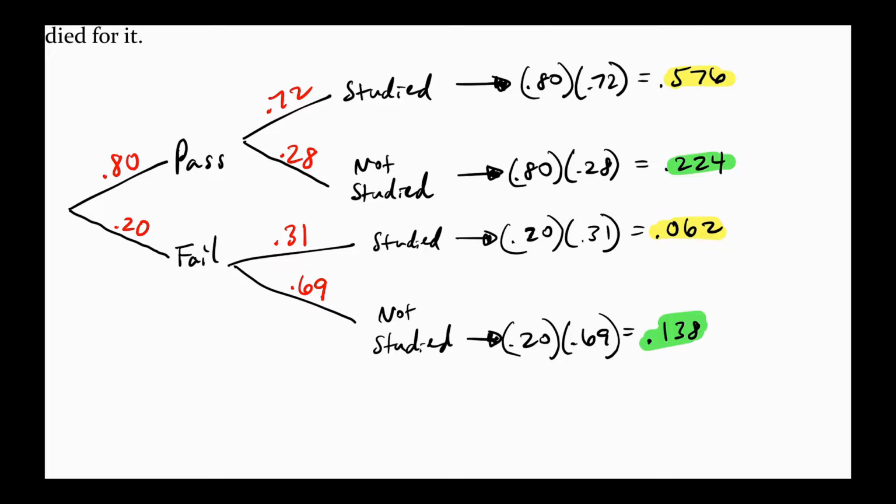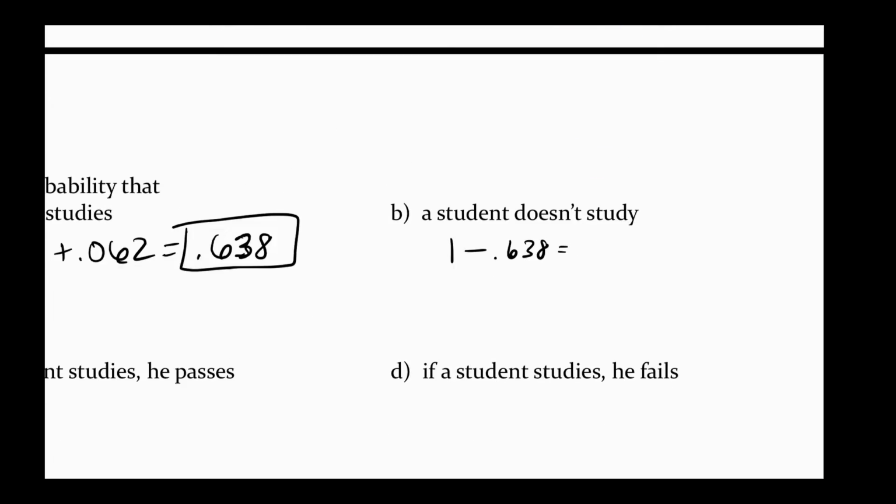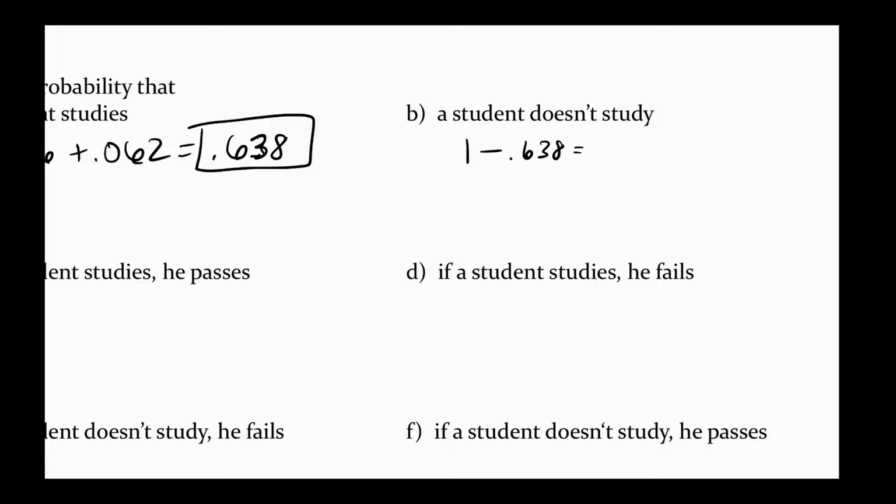Okay, so let's add the two green ones. And when we add the two green ones, we should get the same as 1 minus that, which is 0.3. Good. Okay.